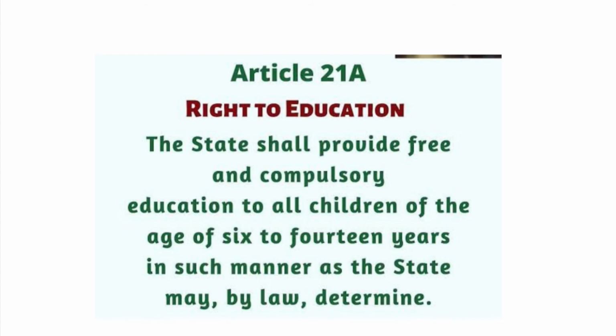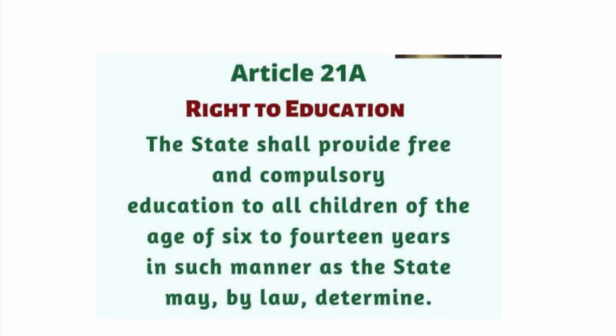Article 21A. This article was introduced by the 86th Constitutional Amendment in 2002. It provides that the state shall provide free and compulsory education to all the children between the age of 6 to 14. It was added by the 86th Amendment Act 2002, and it says that it is compulsory education for the children between the age of 6 to 14.